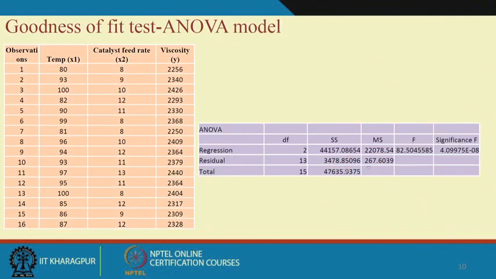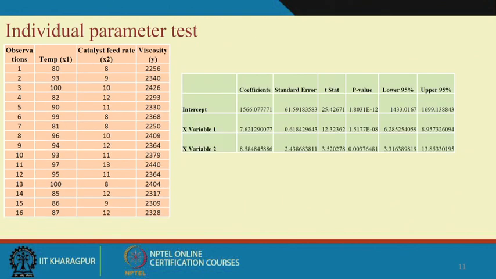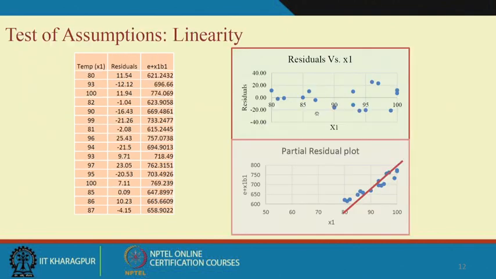This is the F test that I explained to you. The computed F value is 82 and it is highly significant. That means the predictors, the factors, are contributing to the model. The individual parameter test I have shown you earlier, and here this example is repeated.